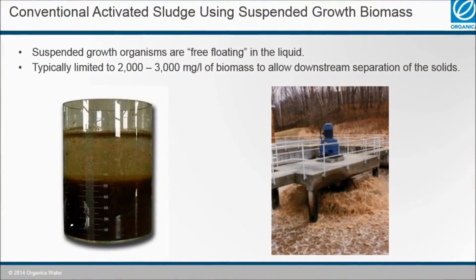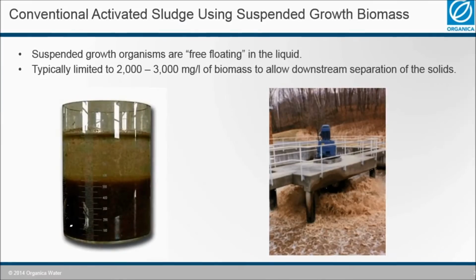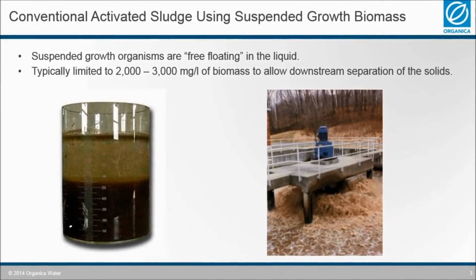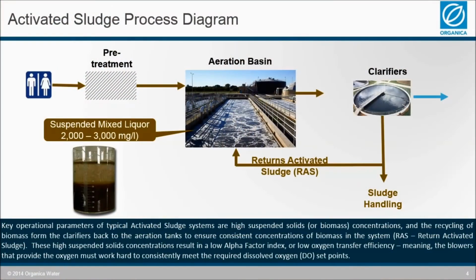The suspended growth simply means that the organisms are free-floating in liquid, and so therefore suspended in the liquid column. And they typically operate in the range of 2,000 to 5,000 milligrams per liter of biomass that's suspended and lives in that liquid. And if you look at a conventional activated sludge process diagram, once the flow enters the treatment facility, it has pre-treatment, which would typically be screens and in some cases primary clarifiers, followed by the biological treatment process or aeration basins where the suspended mixed liquor organisms reside.